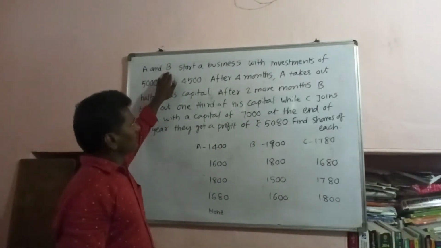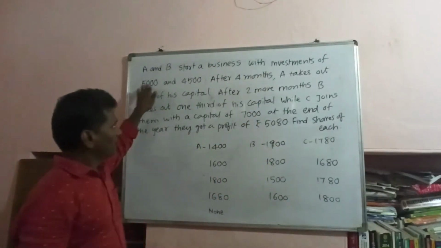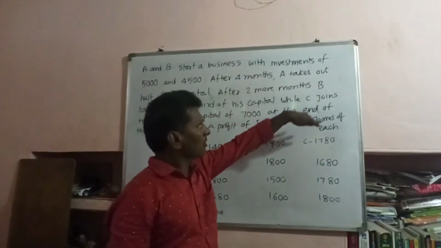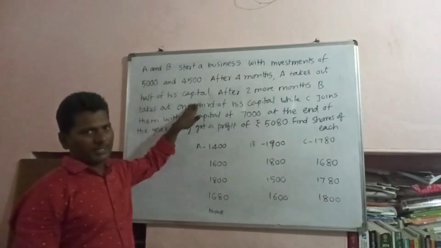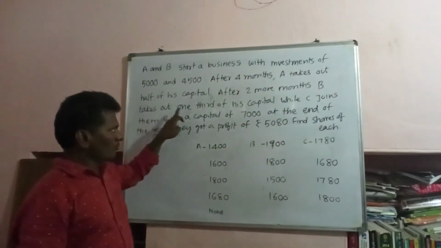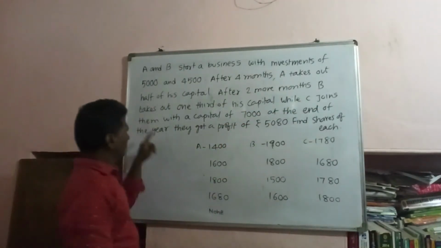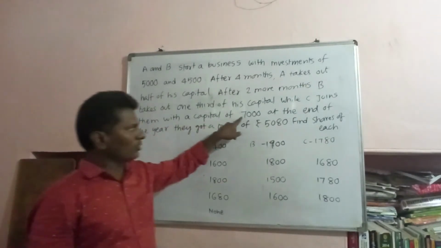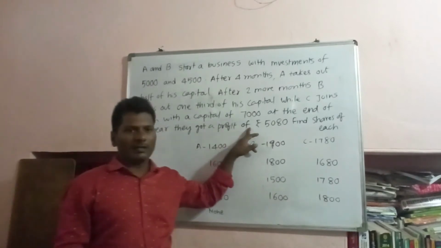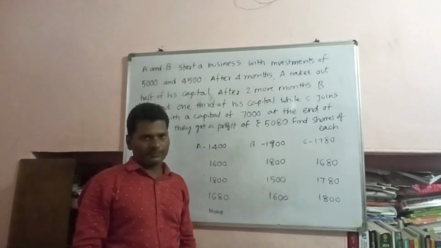A and B start a business with investments of 5,000 and 4,500. After 4 months, A takes out half of his capital. After 2 more months, B takes out 1/3 of his capital, while C joins them with a capital of 7,000. At the end of the year, they got a profit of 5,080 rupees. Find the shares of each.